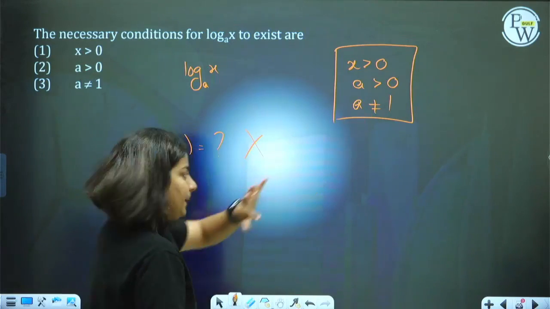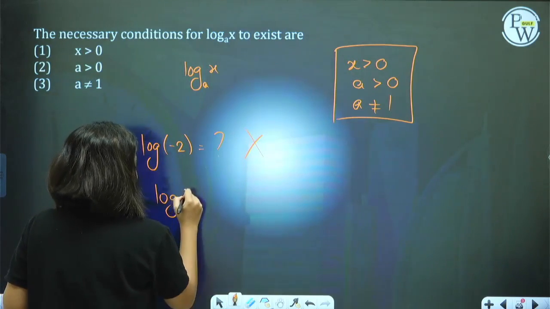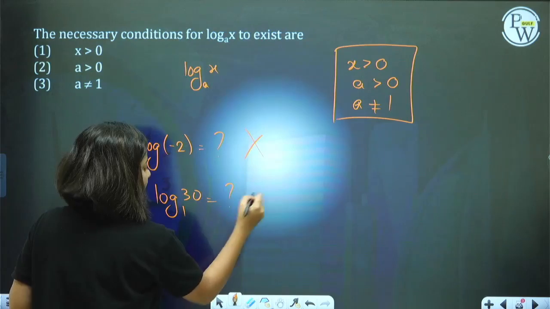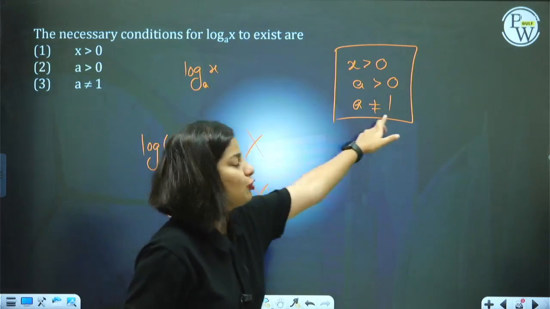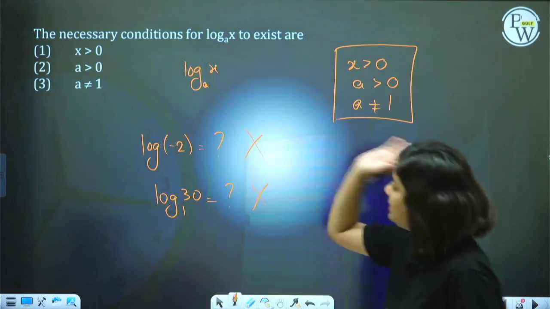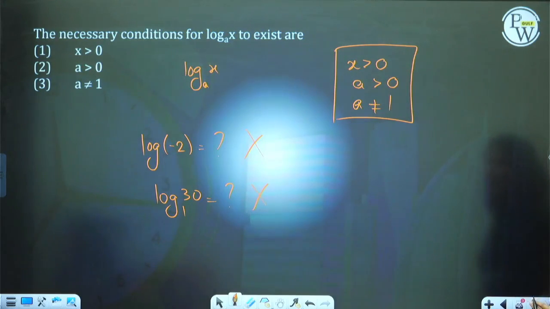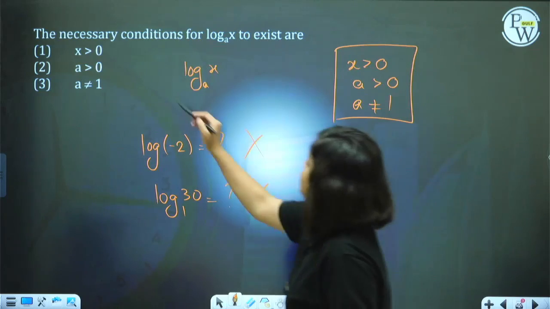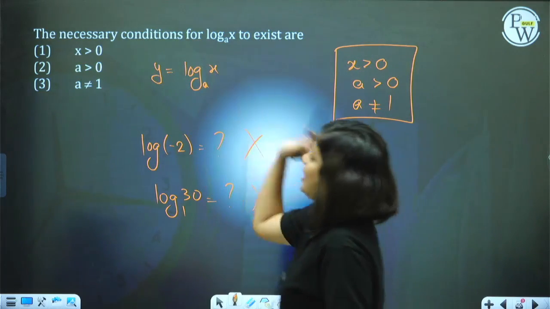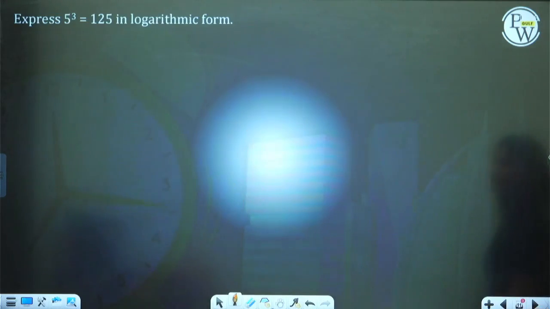But again, if I say log of 30 to the base 1, it doesn't exist. Base should not be 1. Remember this definition very well. This box you have to remember: condition for log, definition of log. You have studied relations and functions, then y is equal to log x, it's a function.